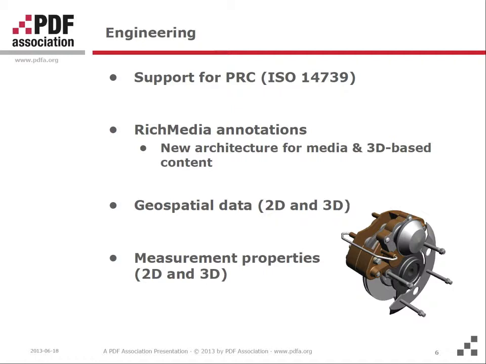And then in the same vein, if you can describe something in physical coordinates, you know, that this is at this latitude and longitude and this is at this latitude and longitude, then it would also be useful to be able to measure those distances as well as other distances. And so there's a new concept called a measurement property. And this also works in both 2D and 3D.